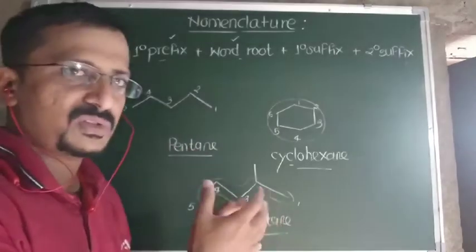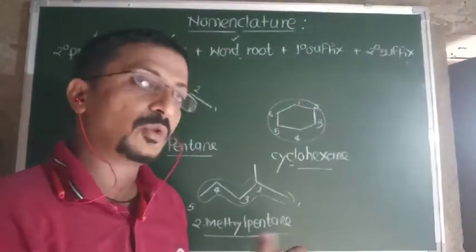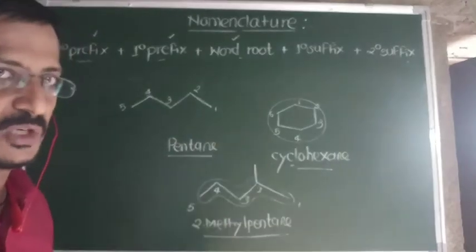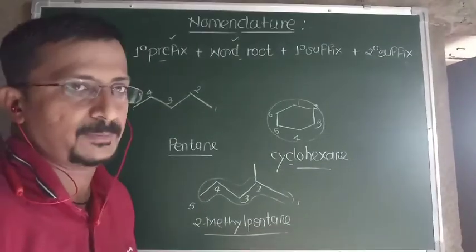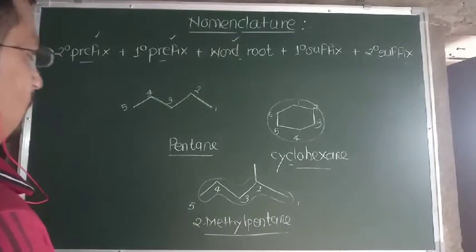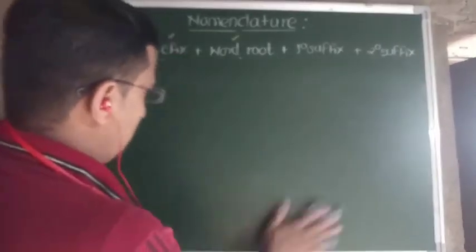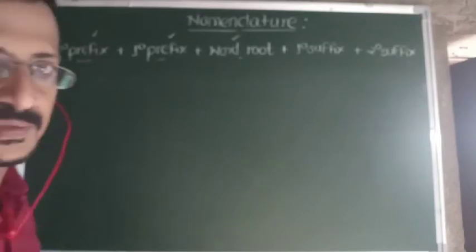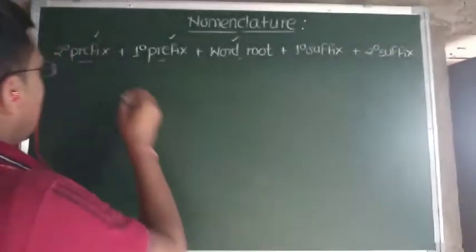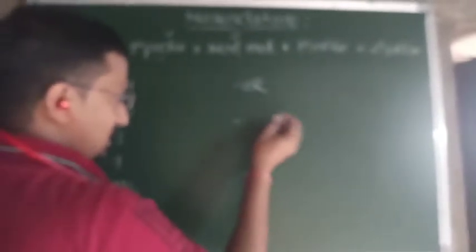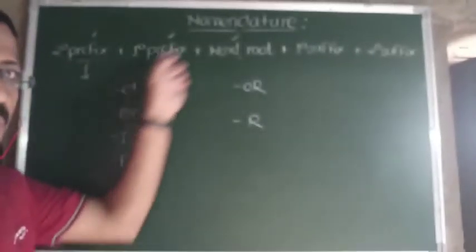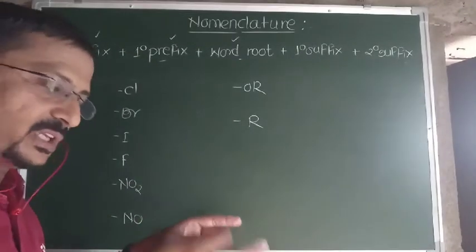Actually, these are simple molecules, and step by step we are going to the complex molecules, meaning larger molecules containing functional groups and so on. Now, one point I would like to tell once again: as far as the secondary prefix is concerned, the most commonly used secondary prefixes are chlorine, bromine, iodine, fluorine, NO2, NO, OR, and R. These are mostly involved in organic compounds.